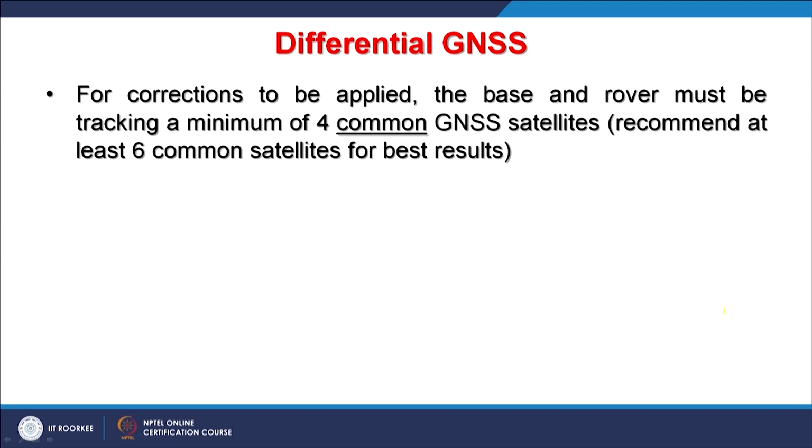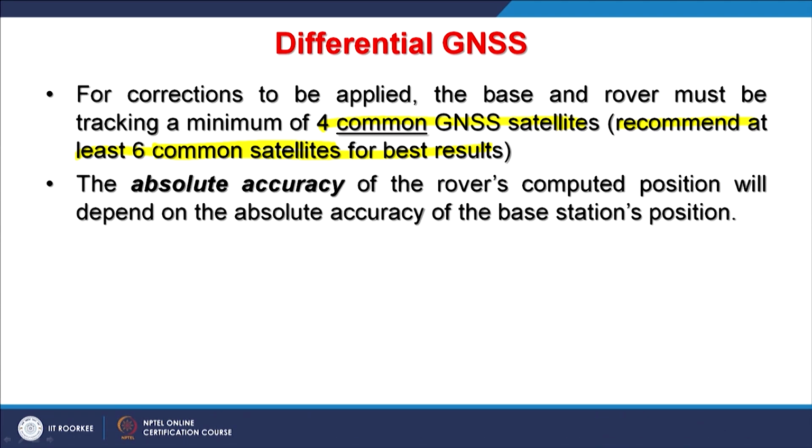But if the base station and roving stations are accessing different sets of satellites, then our position accuracy through this differential technique may not be at the desired level. So, for corrections to be applied to the roving station's data, the base and rover must be tracking a minimum of 4 common GNSS satellites. However, it is always expected that there will be more satellites, and common satellites. This is important, common satellites: the same set of satellites that the rover and base are accessing.